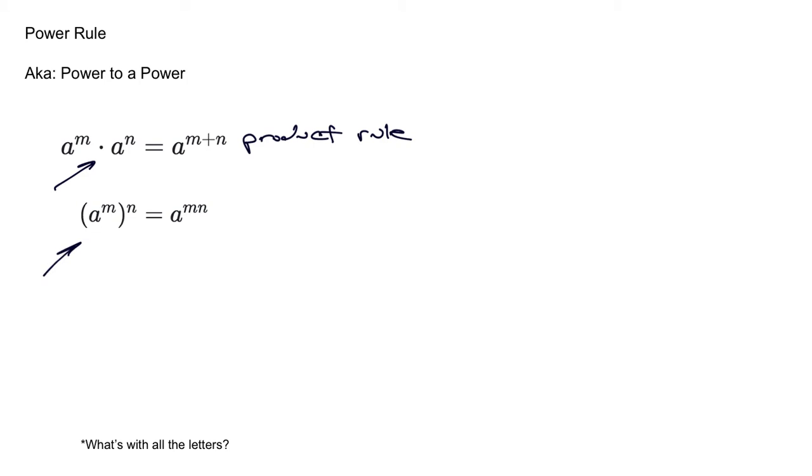This is going to be our power to a power rule. I have a base a raised to the m power, and then I raise this entire exponential expression to the n power. So a to the m becomes our new base, and what I do is I just multiply those exponents together. What's with all the letters? We use letters to represent any general number. In this case, a does not equal 0.